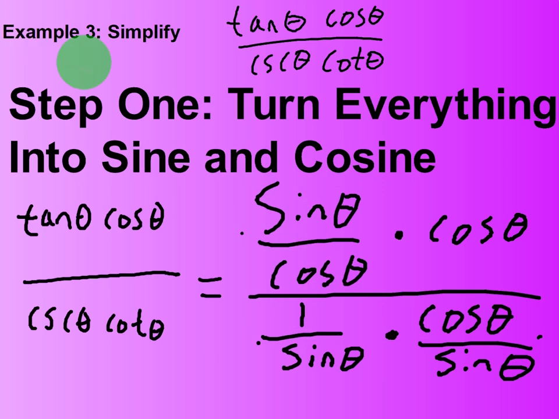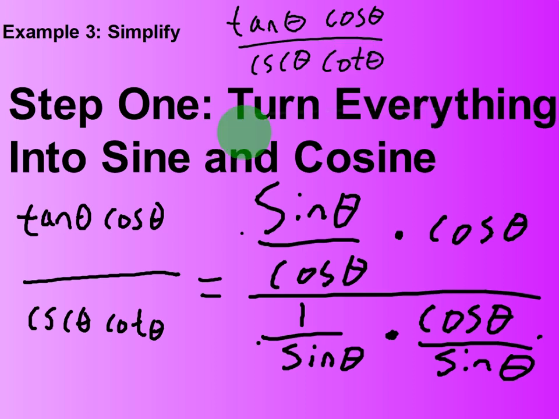For example number 3, we're going to get even more complicated, and that's okay. We have tangent of theta times cosine of theta divided by cosecant of theta times cotangent of theta. So now I have 4 trig functions, and they're all inside of a fraction. What do we do? Well, don't panic. Just follow the steps I've taught you in the previous examples.